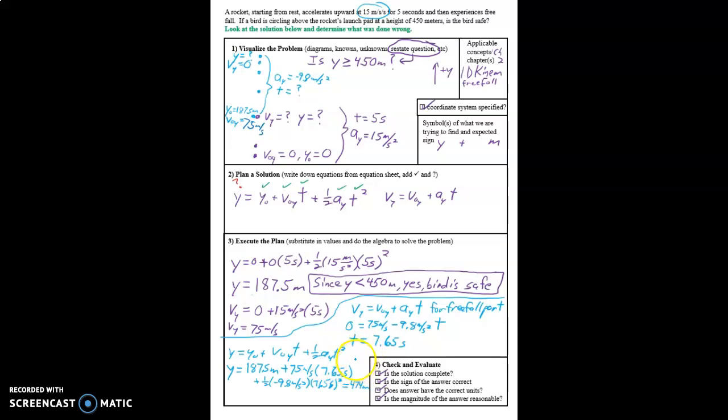so that means that the bird that's hanging out at 450 could get hit by the rocket, both on the way up and the way down, or both of those are a possibility. And so no, not safe. And this is really a kind of a squished solution here, but 474 meters is greater than 450 meters. So we show what comparison we're making so that the reader understands how we arrived at our answer, as well as giving the very clear answer.